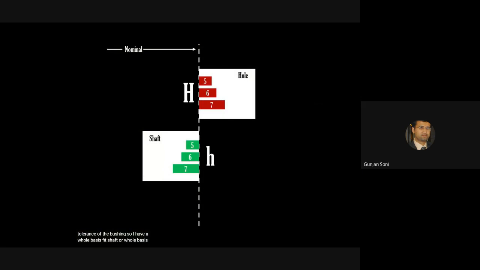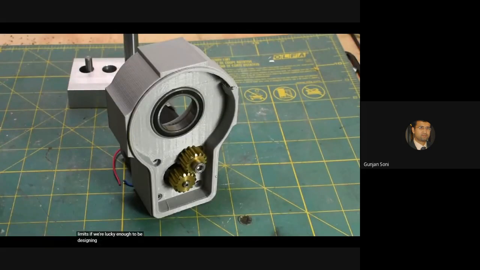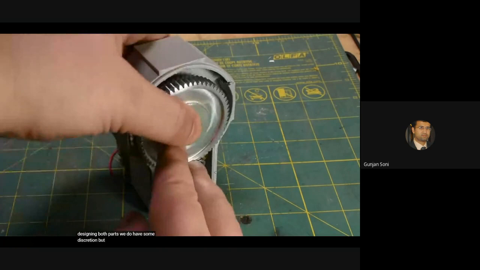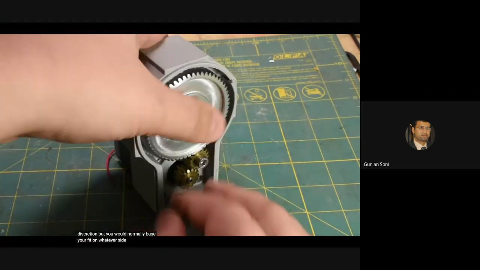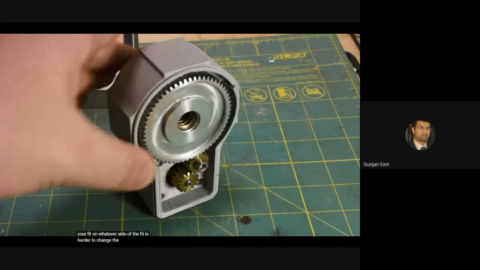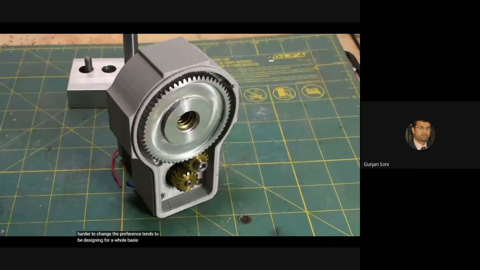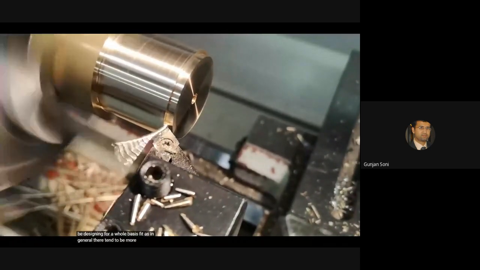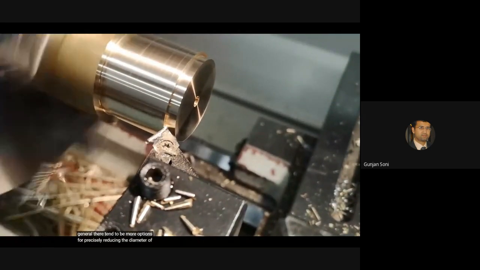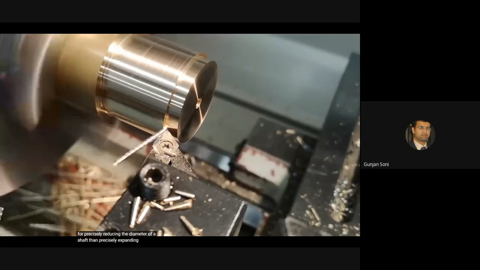Shaft or hole basis fits often use an H tolerance zone, respectively, since the H tolerance zone contains the nominal size as one of the limits. If we're lucky enough to be designing both parts, we do have some discretion, but you would normally base your fit on whatever side of the fit is harder to change. The preference tends to be designing for a hole basis fit, as in general there tend to be more options for precisely reducing the diameter of a shaft than precisely expanding a hole.